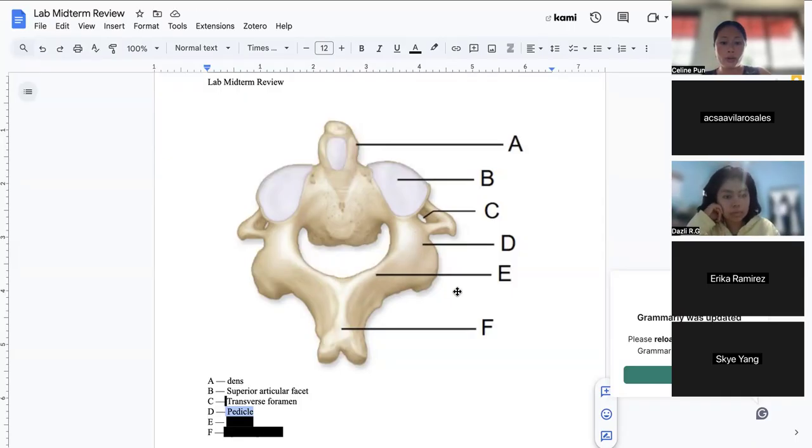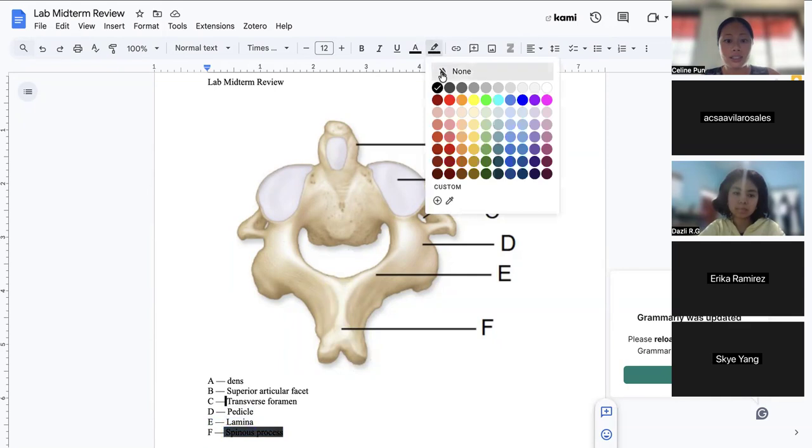And then if this is the pedicle, what is E? Yep, the lamina. And then what is F? This is the part that you said earlier, Sky, the part that sticks out. Yep. The spinous process.